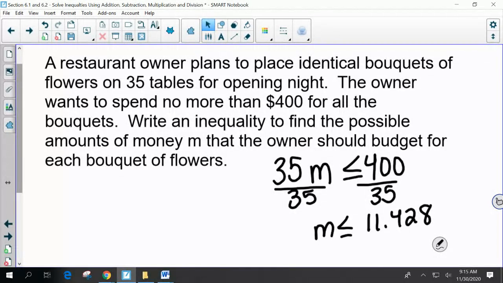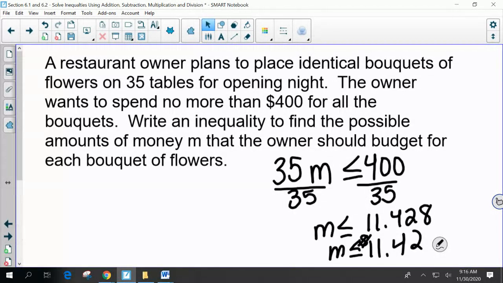So I would traditionally round money to what? The hundredth. However, if I go up to 11.43, that's going to put me over budget, right? So you have to round down to keep it 400 or less. So it's got to be less than or equal to $11.42 each. Not 48, 43, I'm sorry. Not 43. Wait, 42. Because if I go up to 43, I'm going to be like 35 cents over around there. Okay?